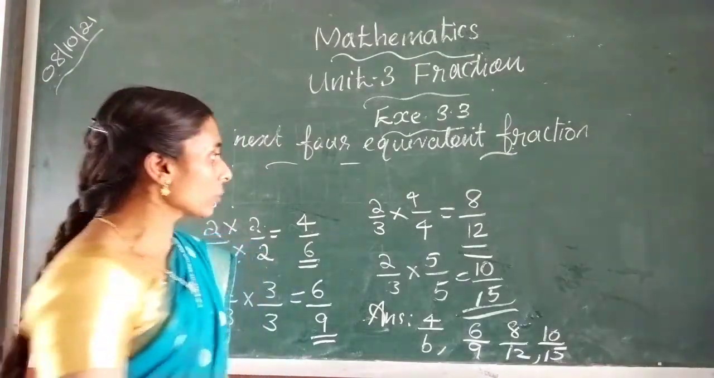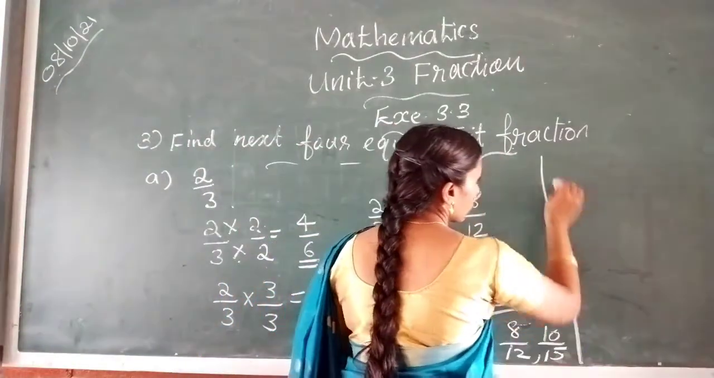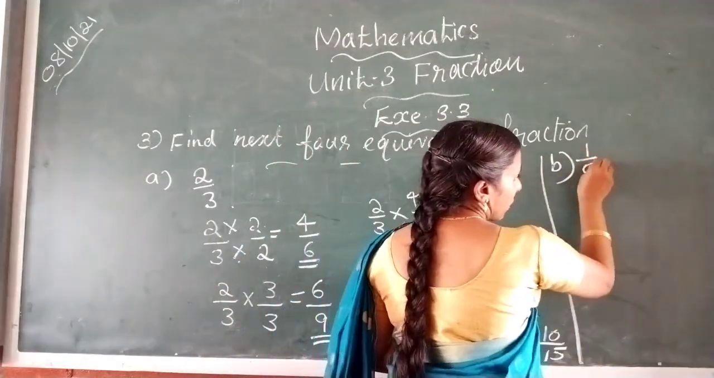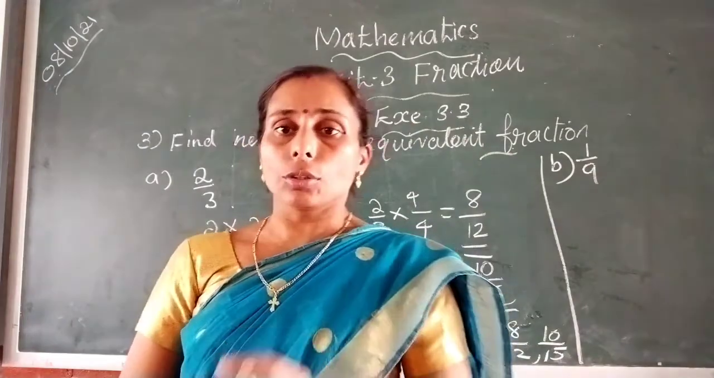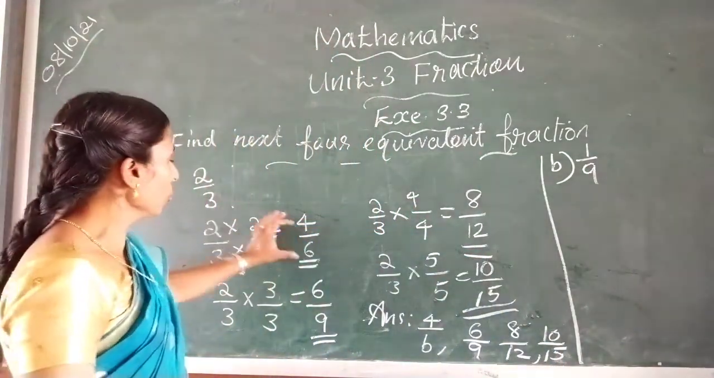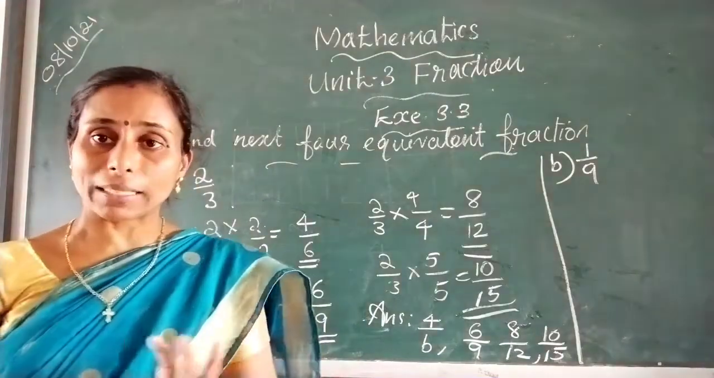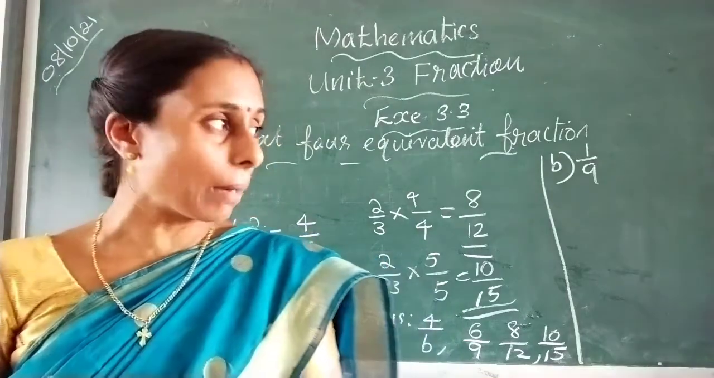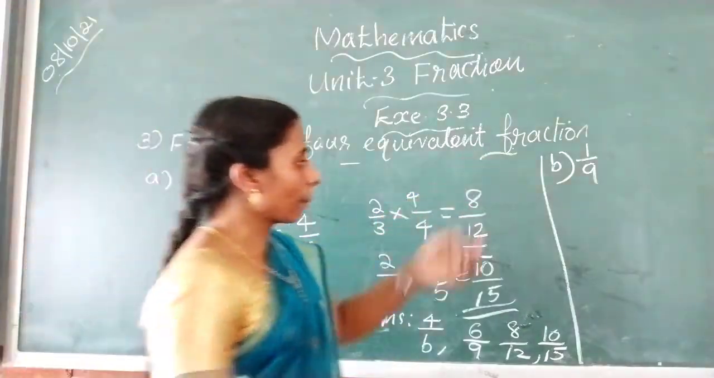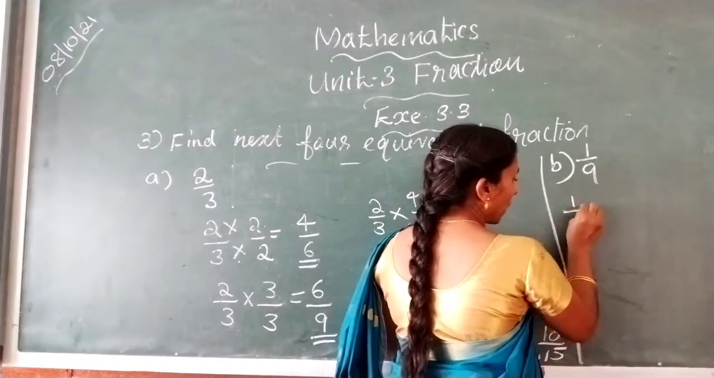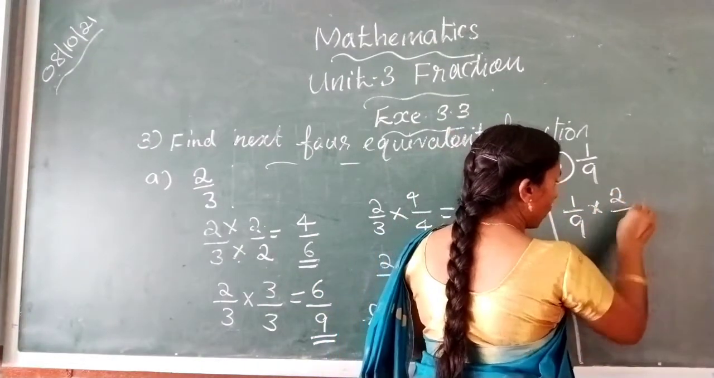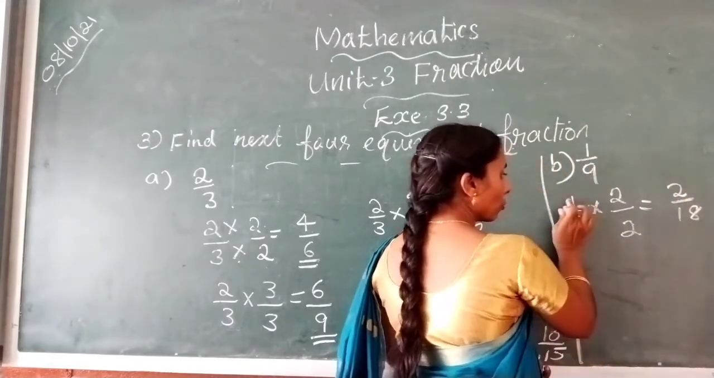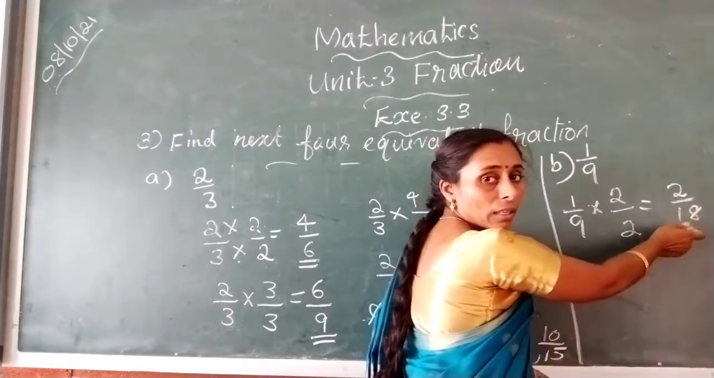Okay. Then question number B. 1 upon 9. Both numerator and denominator we have to multiply by the same number. Here 1 upon 9, so we can multiply by 2. 1 upon 9 multiplied by 2 upon 2, we get 2 upon 18. 1 2s are 2, 9 2s are 18.